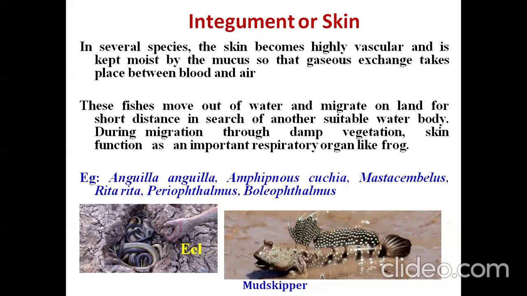So what are the organisms which have the integument, the skin or the dermal region, functioning as an accessory organ? Anguilla anguilla, Amphipnous cuchia, Mastacembelus, Rita, Periophthalmus, and Boleophthalmus. These are the scientific names, and the common names are like eel and mudskipper.